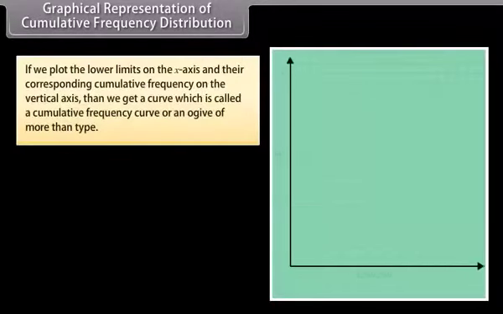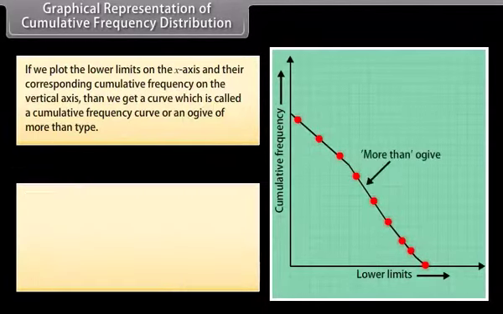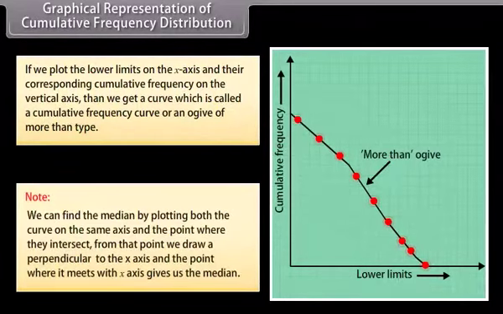If we plot the lower limits on the x-axis and their corresponding cumulative frequency on the vertical axis, then we get a curve which is called a cumulative frequency curve, an ogive of more than type. Note: we can find the median by plotting both the curves on the same axis and finding the point where they intersect. From that point, we draw a perpendicular to the x-axis, and the point where it meets the x-axis gives us the median.